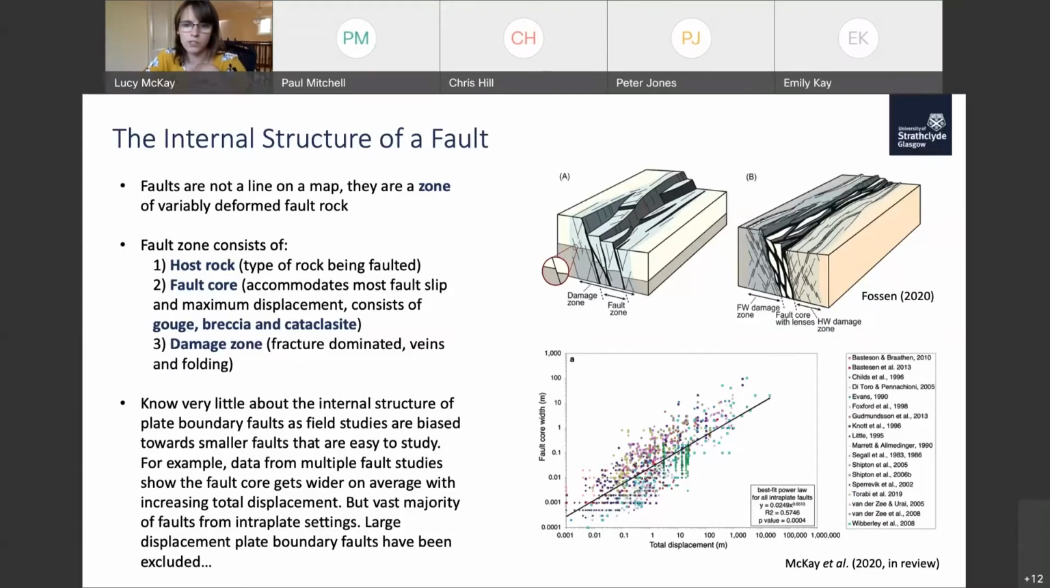So in A, the fault is in its early stage of growth with a simple geometry, but as displacement increases, as shown in B, the fault geometry becomes more complex, and you can get fault lenses, for example, large lenses broken off the host rock. But the vast majority of data in that compilation comes from intraplate faults, so it's the faults within the interior of the tectonic plates and not the boundaries. For reasons that I've mentioned, basically because they're difficult to study, plate boundary faults have largely been excluded from this data set.